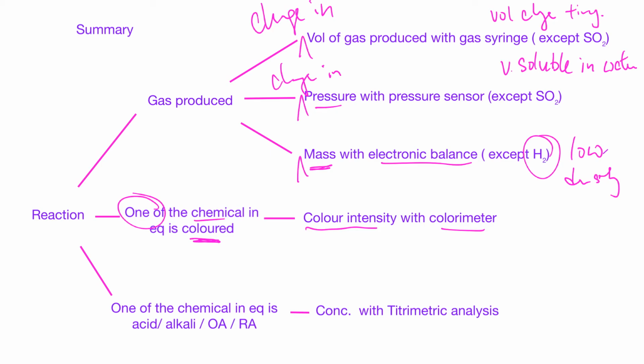Last one, if one of the chemicals in it is acid or alkaline, which normally will be more familiar for you, then we can measure the change in concentration of the acid or alkaline with titrimetric analysis. So your main task for this chapter is to suggest a way to monitor the rate of reaction.